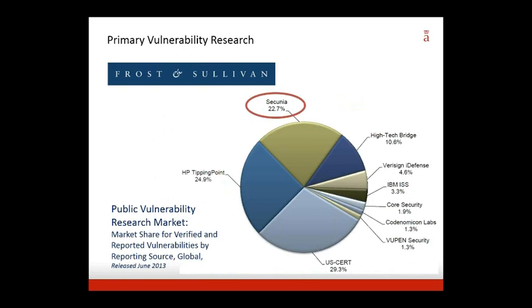So if we move on to the next graphic, what we've got here is the fact of where Secunia are looking compared to a lot of the market. What we have here is the market share for public, verified and reported vulnerabilities. We can see that Secunia is essentially one of three major players in this space, with the rest of the market share made up by multiples of a lot smaller vendors.